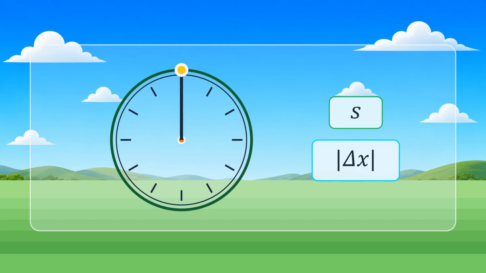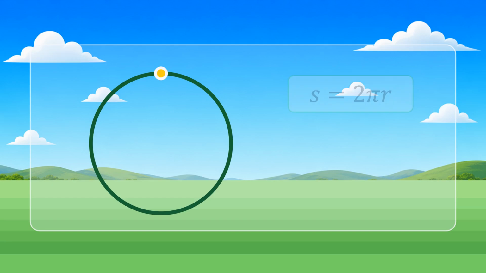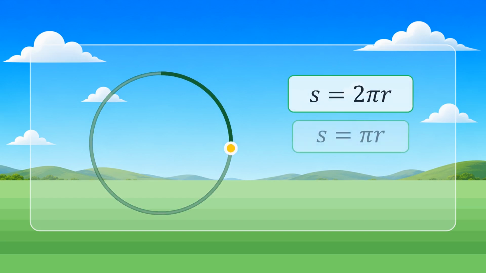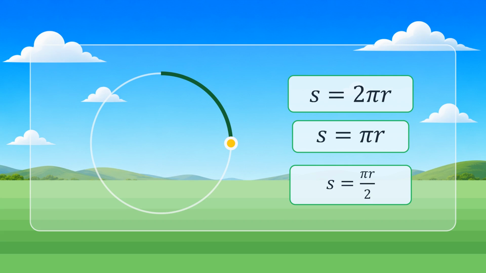First, how far does the tip actually travel? For distance traveled, we follow the path. On a circle, that path is an arc. After one complete revolution, the distance traveled is the circumference, s equals 2 pi r. After half a revolution, the distance traveled is half the circumference, s equals pi r. After 1/4 of a revolution, the distance traveled is 1/4 of the circumference, s equals pi r over 2.